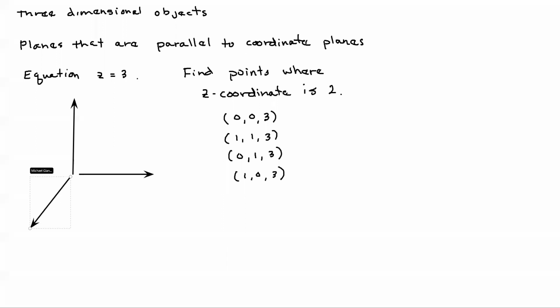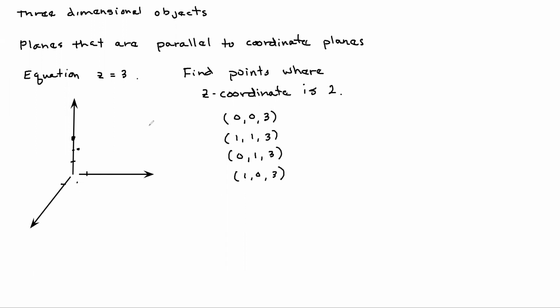All right, so first 0, 0, 3, right? So this is saying x is 0, y is 0, z is 3. So starting here, we want to go 0 in the x, 0 in the y, and then to go up 3. 1, 2, 3. Okay, and then if we had 1, 1, 3, we would go 1 in the x, 1 in the y. That would get us to right about there. And then we would go up 3.